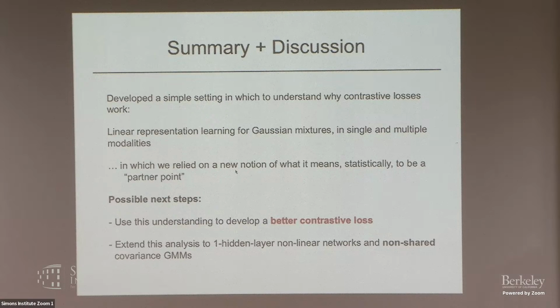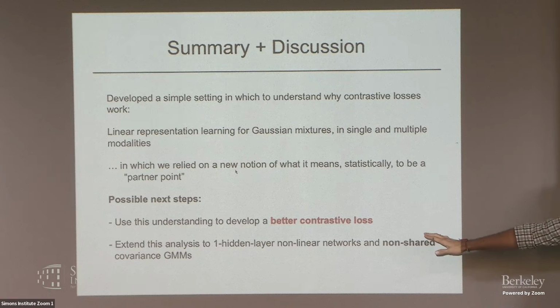Okay, so I'll finish. I think I'm already over time. So we do have a simple setting to understand why contrastive losses work, which was linear representation for Gaussian mixtures in single and multiple modalities. And we need a new notion of what it means to be a positive point for contrastive learning.